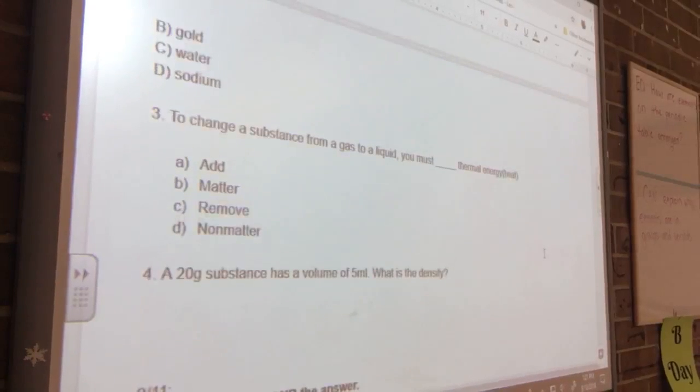All right, last one. 20 grams of substance has a volume of 5 milliliters. What is the density?